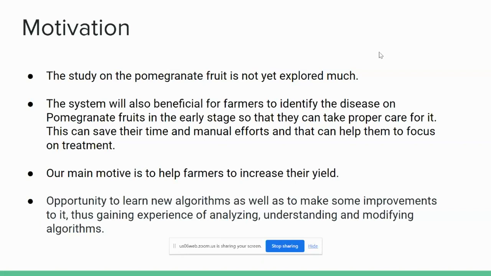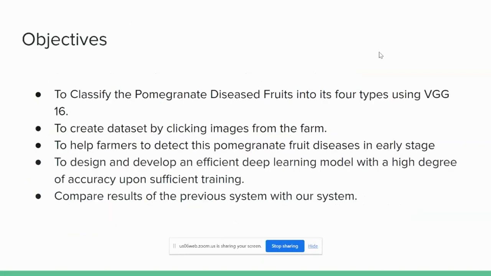Also, after studying all this, we got the opportunity to learn new algorithms, explore them, and find the algorithm which gives the best result. So our objective is to classify the pomegranate fruit into four types. There are a total of three types of diseases, but our fourth class is healthy fruit, that is, an image of a healthy pomegranate fruit. We have used the algorithm called VGG16, and we created the dataset by clicking images from the farm. Our main objective was classification, but we have also created the database by clicking the images from the farm.